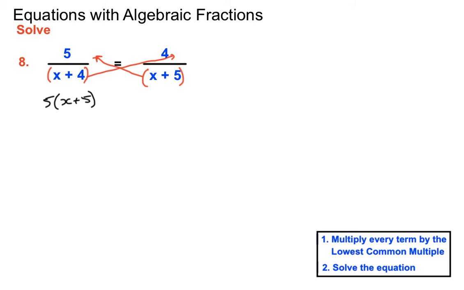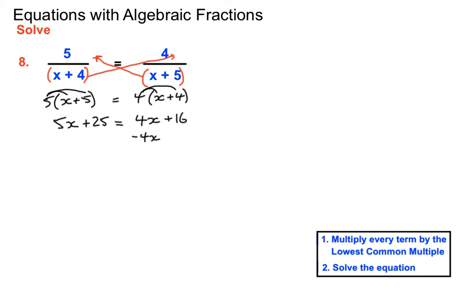So we've got 5 lots of the x plus 5 when that came up from the bottom of the right hand side, and that'll equal 4 lots of x plus 4 when that came up from the bottom of the left hand side. So we'll expand those carefully. Get 5x plus 25 on the left. If we expand the right hand bracket, we get 4x plus 16. And we'll solve that in the normal way.